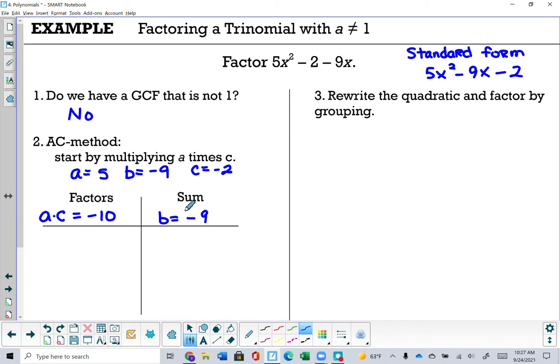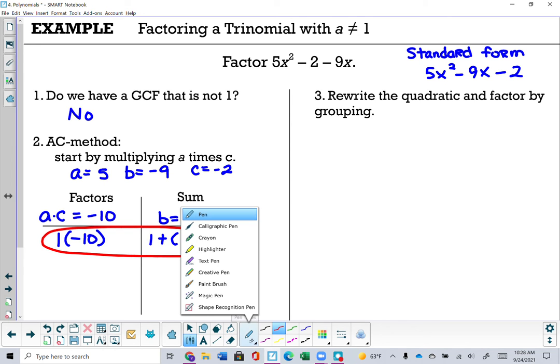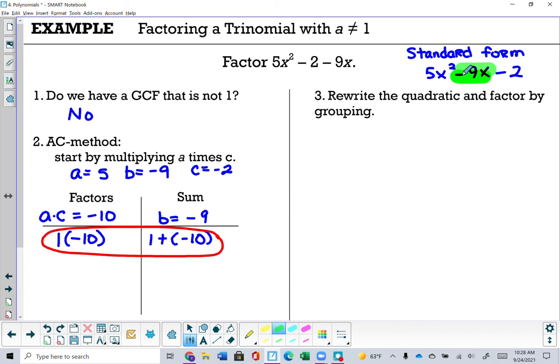Since my sum is negative, and when I'm multiplying, I get a negative, I know I have to have one number positive, one negative, but the bigger number is going to be negative. So I'm going to do 1 times -10. All right, if I add 1 plus -10, my very first one, I got exactly what we need to factor with. 1 and -10. Perfect. So the -9x, we're going to be rewriting that with 1 and -10.